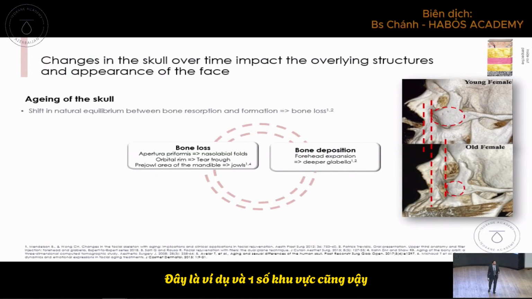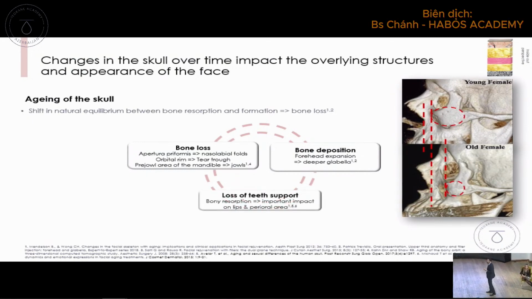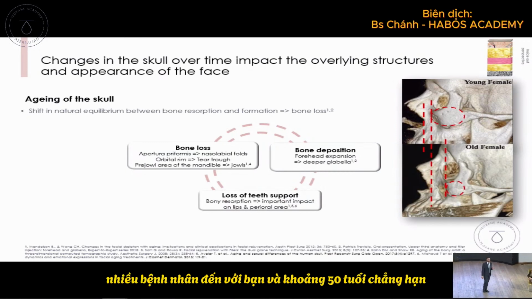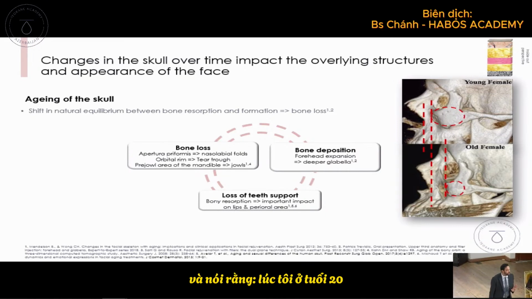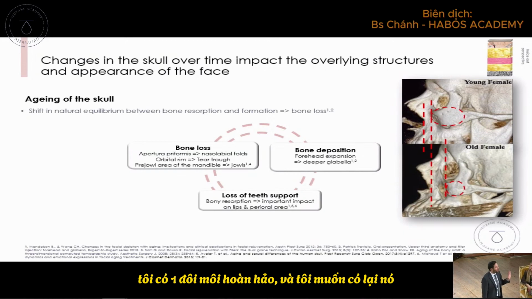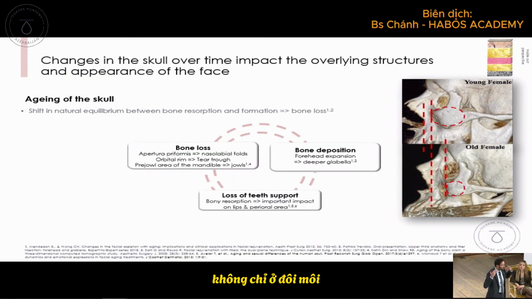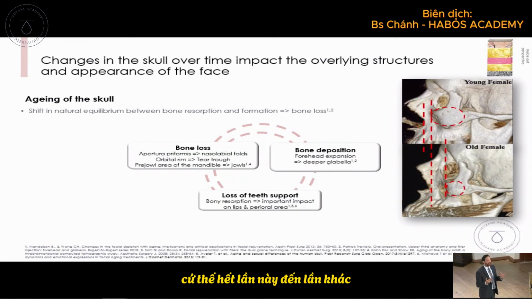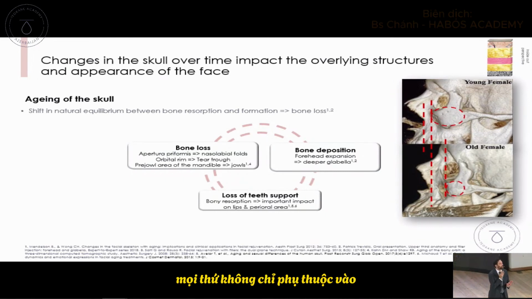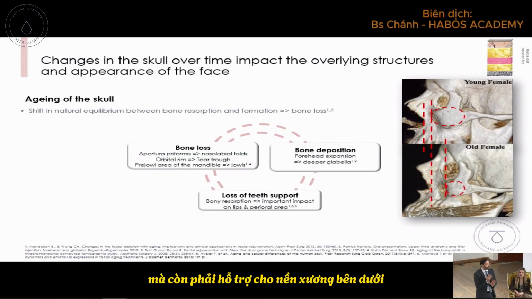And also, in some areas, we have bone deposition. In which area especially? In the forehead. So this deepens the glabellar region. And loss of teeth, of course, in the perioral area. Many patients come to you around their 50s, for example, and say, "Doctor, my lips were perfect when I was in my 20s. I want the same lips." You look and you see that everything went, not only the lips, but also the bony supports around that area as well. So again and again, everything is not dependent just on volume addition to the soft tissues, but also we have to support the bones as well.